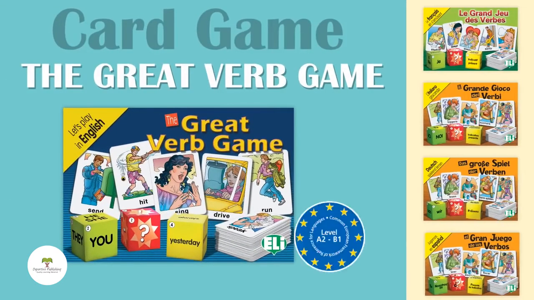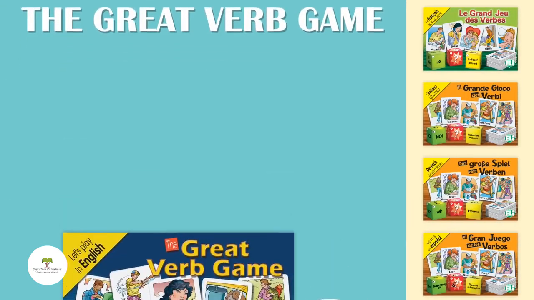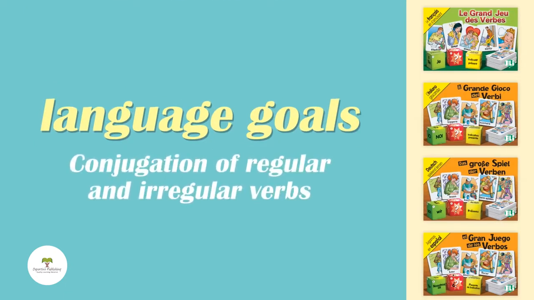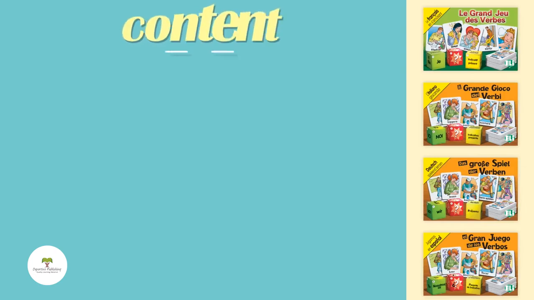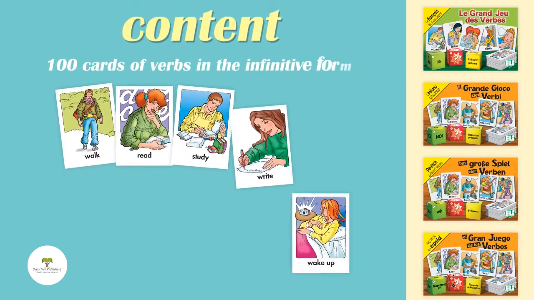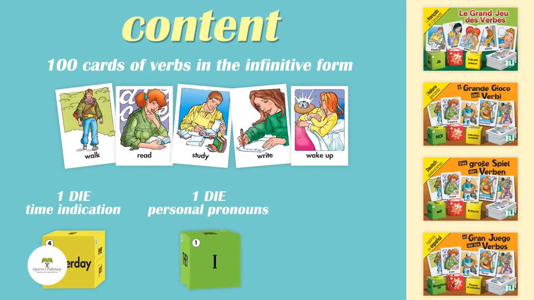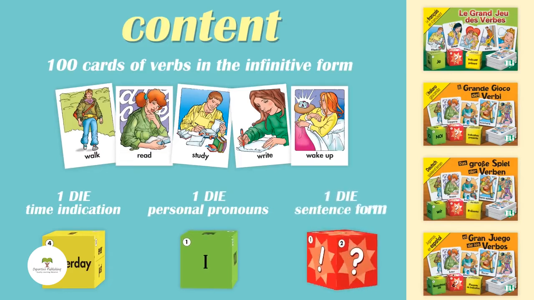Next, a card game. The Great Verb Game, A2 to B1 level. The language goal of the game is learning to conjugate regular and irregular verbs. The box contains 100 cards of regular and irregular verbs in the infinitive, a set of 3 dice, 1 yellow die as a time indicator, 1 green die of personal pronouns, 1 red die with symbols indicating the sentence form, positive, negative or interrogative. Points are printed on each die face.